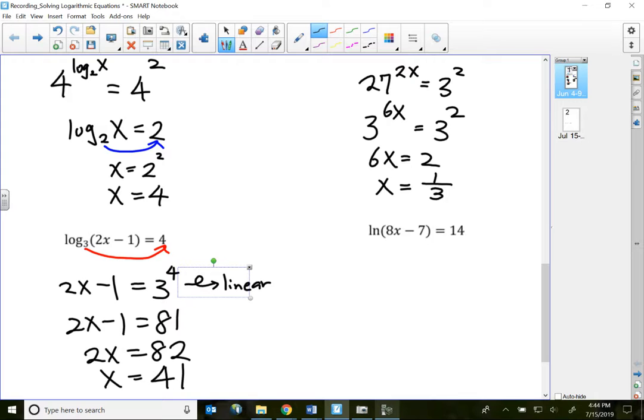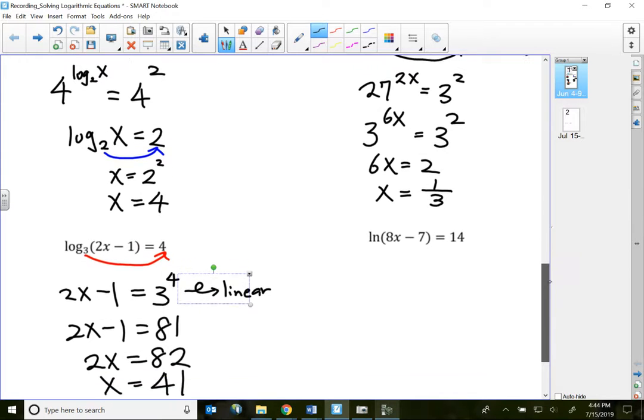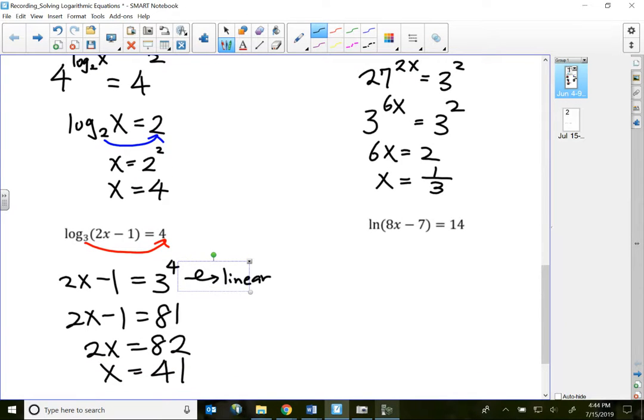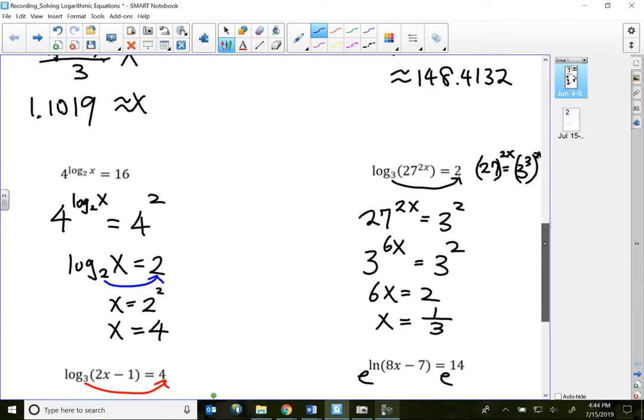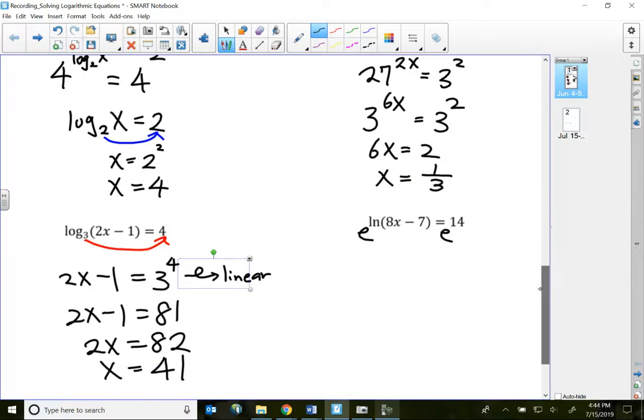All right, this problem, what would I do? Well, to get rid of the natural log, I'm going to raise e to both sides. So it's very similar to the first one I showed you, because the natural log and e kind of cancel each other out. So that leaves me with 8x minus 7 equal to e to the 14th power. That's okay, it's just some sort of irrational number.